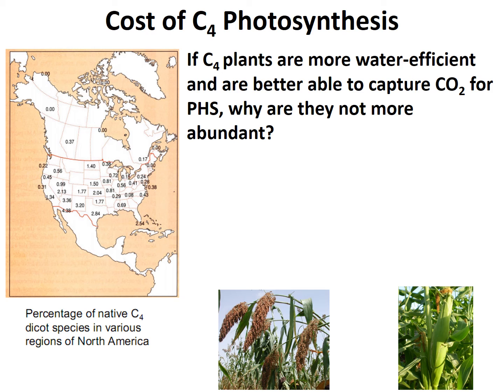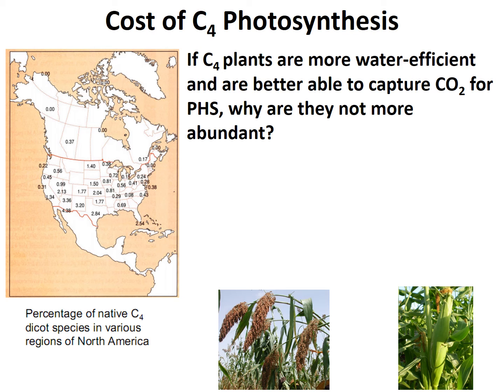So why are they not more abundant? This map here shows us the percentage of native C4 dicot species in various regions of North America. Now, most C4 plants are grasses. We have sugarcane and corn as examples of C4 plants that use the C4 pathway to do photosynthesis. And you can see they're pretty small percentages throughout the US, and there does seem to be some spatial patterns here of where we find higher percentages.